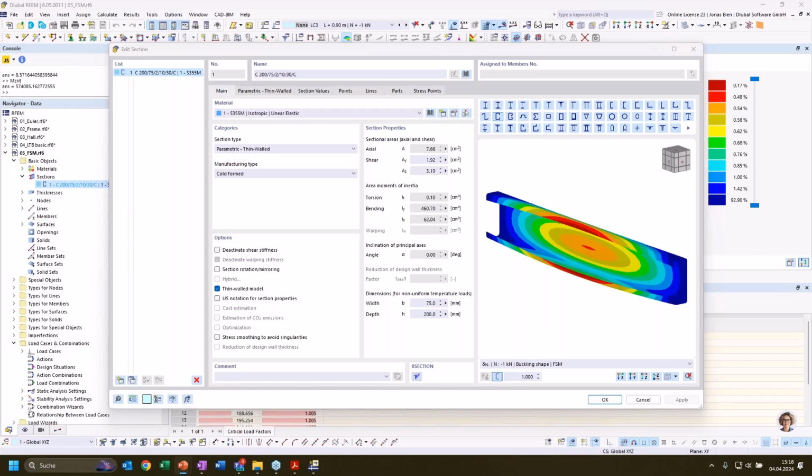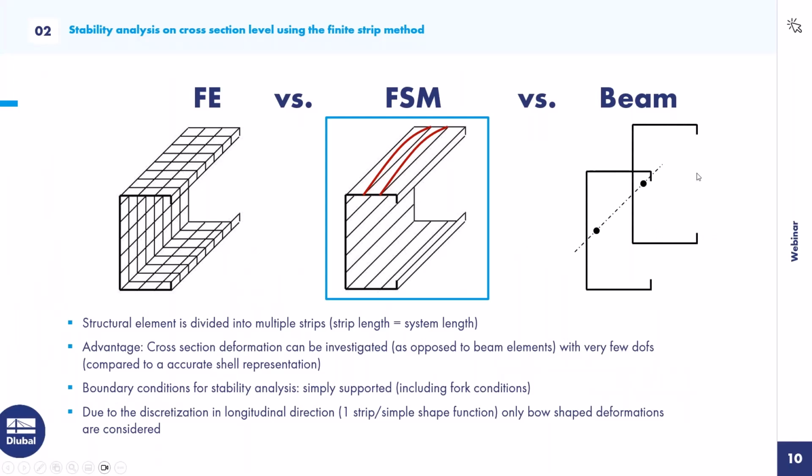Because as we have now already discussed, we can do stability analysis of beams, which has the advantage that we have very few degrees of freedom. Or we could also investigate stability of members with our shell model. But here we have a lot of degrees of freedom, and solution takes quite a while. And the finite strip method is some kind of intermediate accuracy solution where we divide the cross-section into multiple strips, and only one strip or element is used over the length of this member.